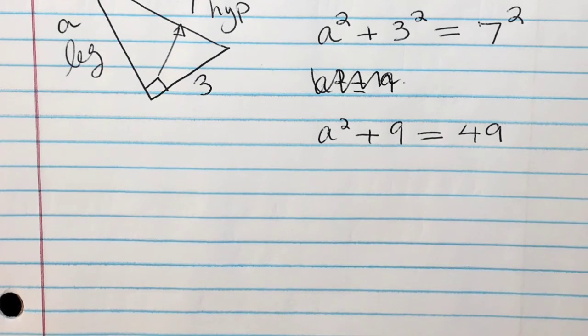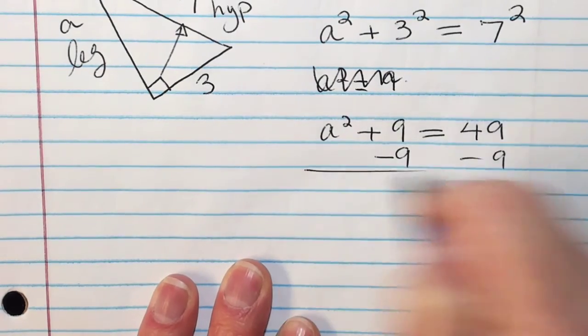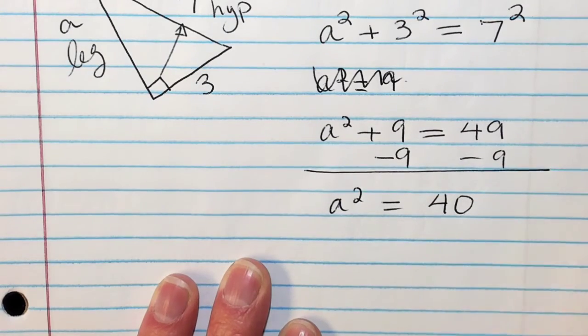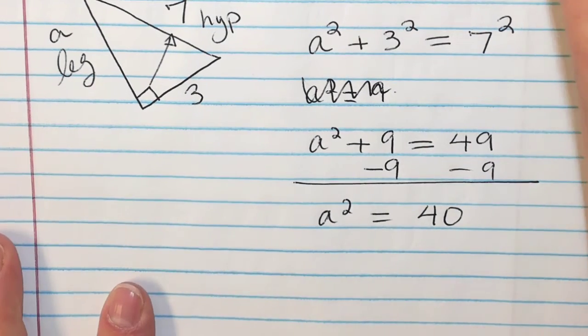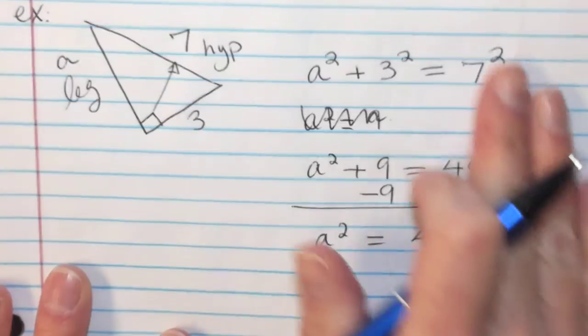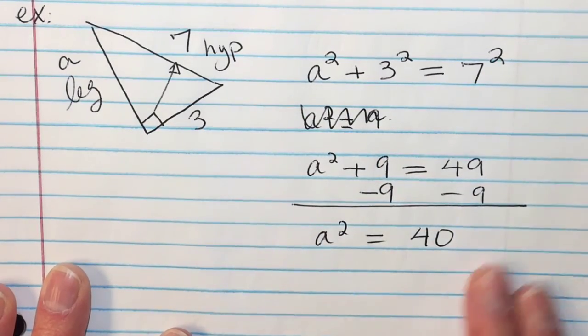So in this problem, we have to solve for a squared. This situation requires us to subtract off the 9, and we'll have a squared equals 40. But we're not done yet. So I'm going to pause. I want to know what questions you guys have on setting up the Pythagorean theorem equation and then slowly getting a by itself.